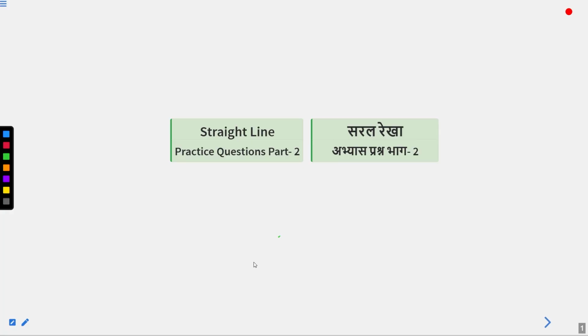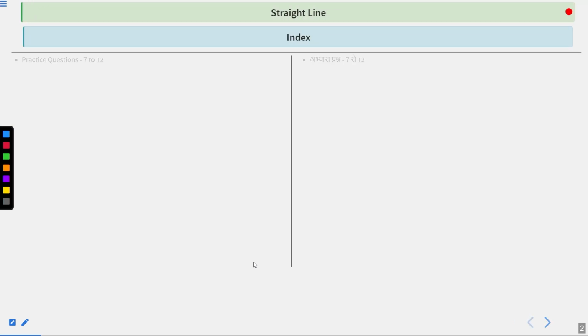In today's lecture, we will practice some more questions based on straight line. So in today's class, we will start from question number 7 and we will discuss till question number 12.